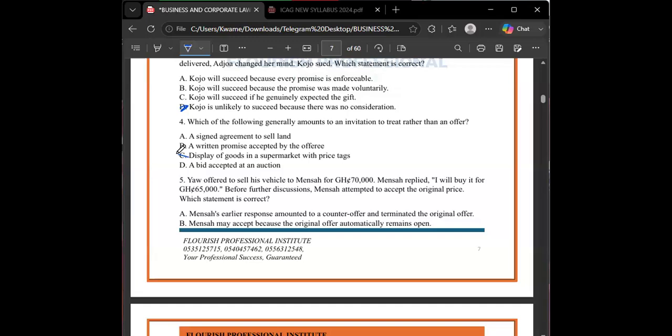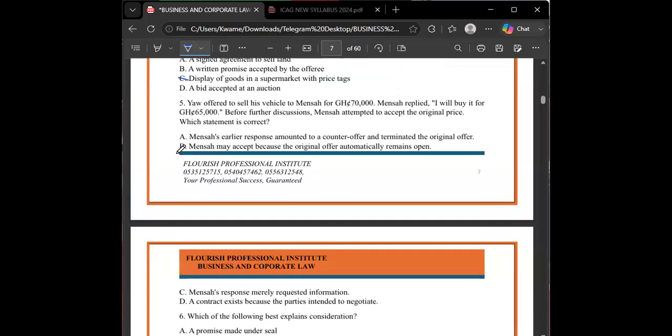Question 5, the last question for today, for this month.